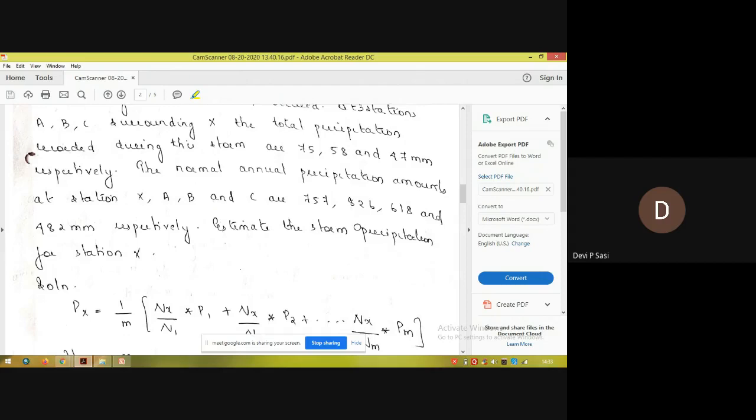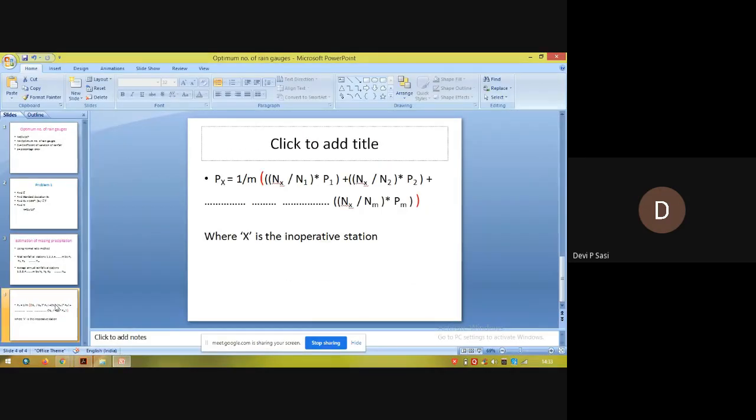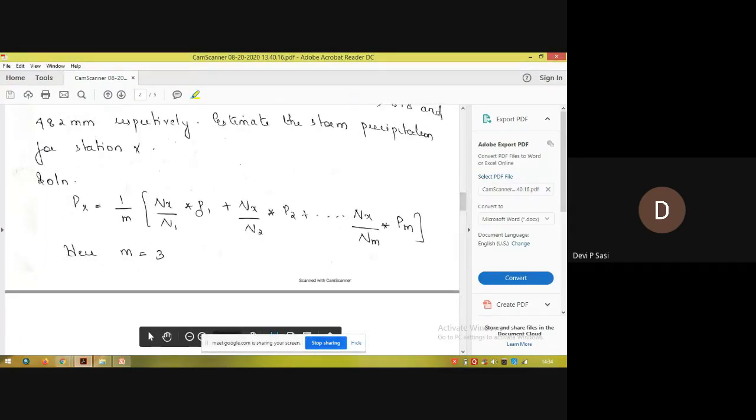Okay. Now, how will you find the precipitation at station X? What's the equation? The equation is Px is equal to Nx by N1 into P1 plus Nx by N2 into P2 plus Nx by Nm into Pm, the whole into 1 by M. So, you substitute the values. Px is equal to 1 by M into Nx by N1 into P1 plus Nx by N2 into P2 plus Nx by Nm into Pm.